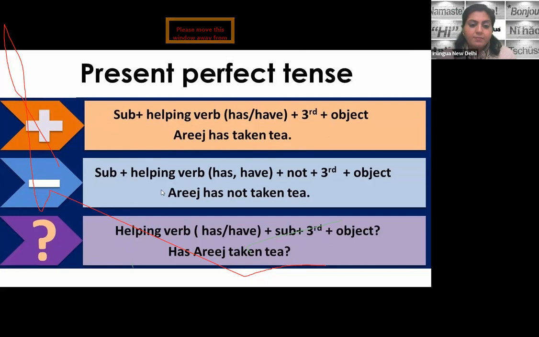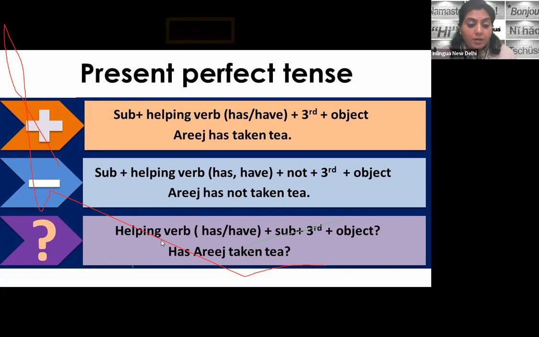Negative sentences, same structure. The only difference is now you add the word not. You add the word not in between the helping verb and the main verb. You add the word not in the middle of these two. Let's look at the example. Areej has not taken tea. In this example, the word not features between has and taken. So this is a negative present perfect sentence.